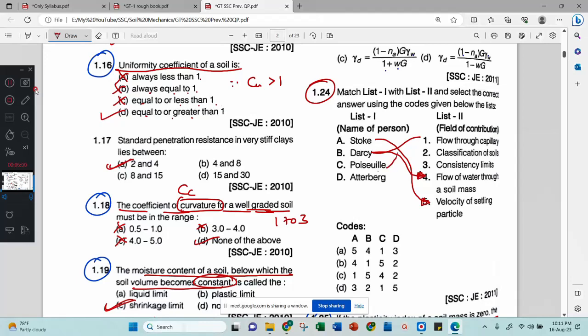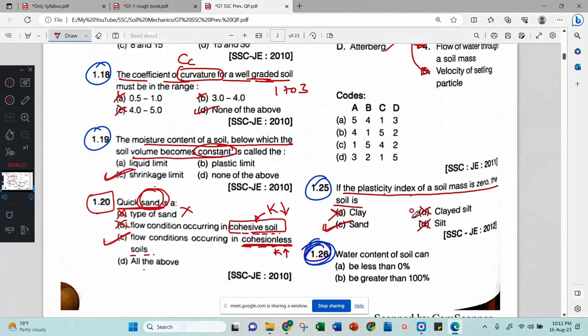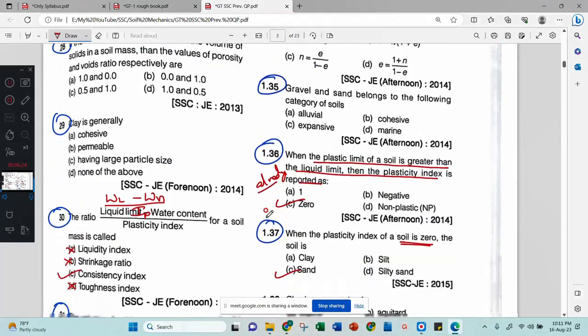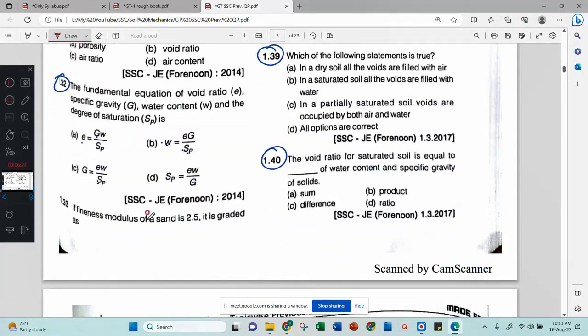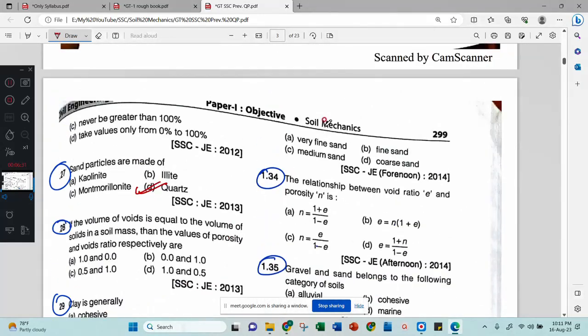Partially, flow through capillary is Poiseuille. That expression I gave, no, that is H equal to something D and all those things will come by Poiseuille. Okay, Poiseuille. Atterberg will come for consistency limit. Consistency limit. Classification of soil will be blank. Okay, now next one is, this is Young's modulus, will not study here.